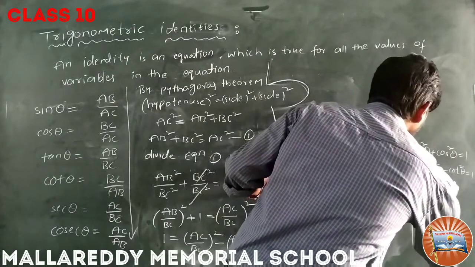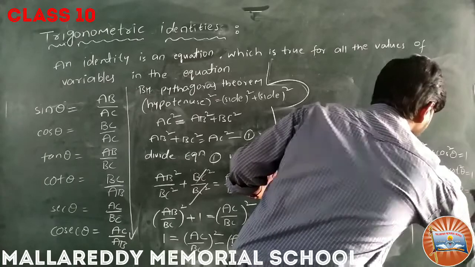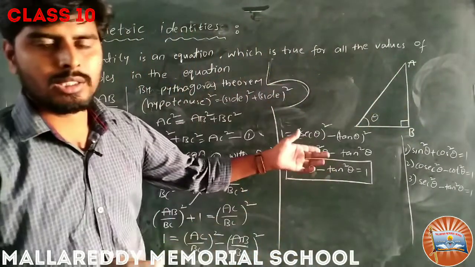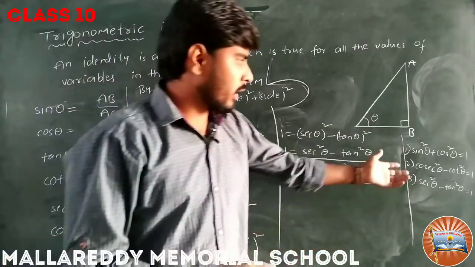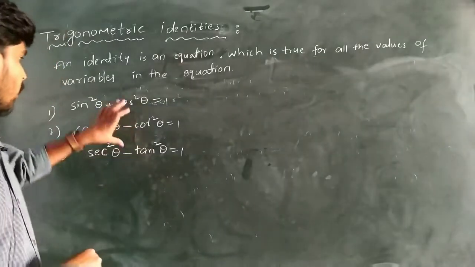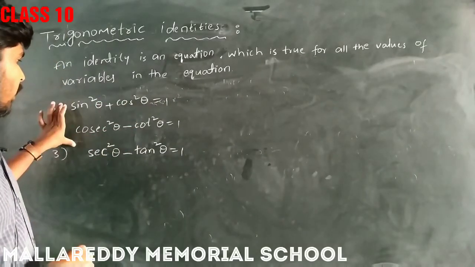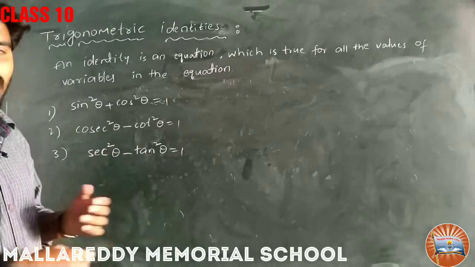So what is the identity? Secant square theta minus tan square theta equals 1. These are the 3 trigonometric identities we have defined here. This we shall use in the exercise problems as formulas. By using these identities we make some formulas here.